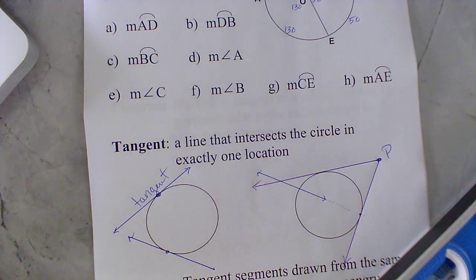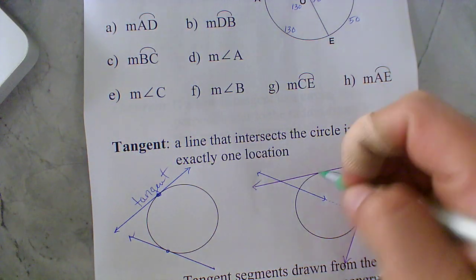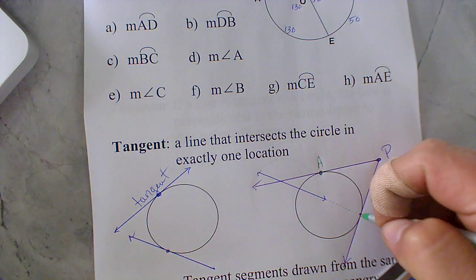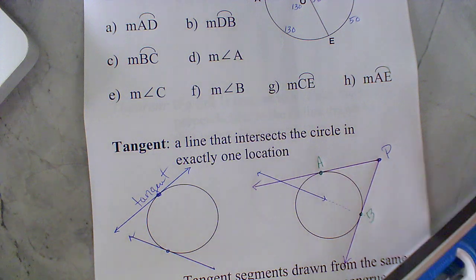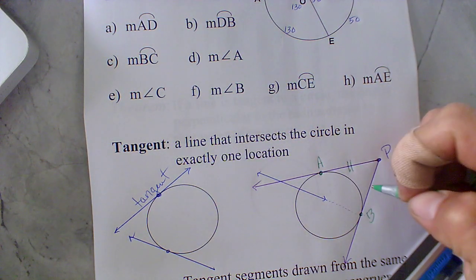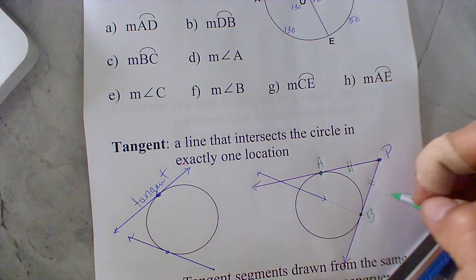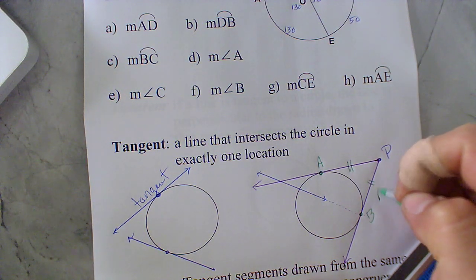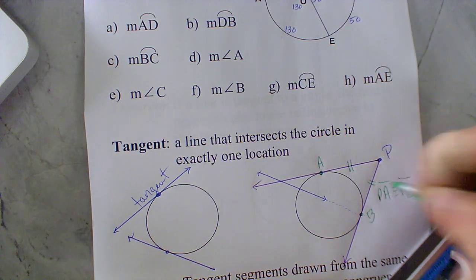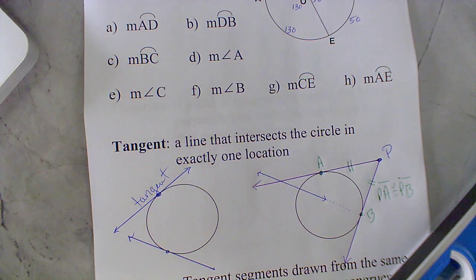Now what I want you to see is that from point P to, let's call this point of tangency A, and this point of tangency B, this line segment PA would be congruent to this line segment PB. Peanut butter. So PA would be congruent to PB. And that's always the case, only with tangents. So boom, boom. Capiche? All right, moving on.